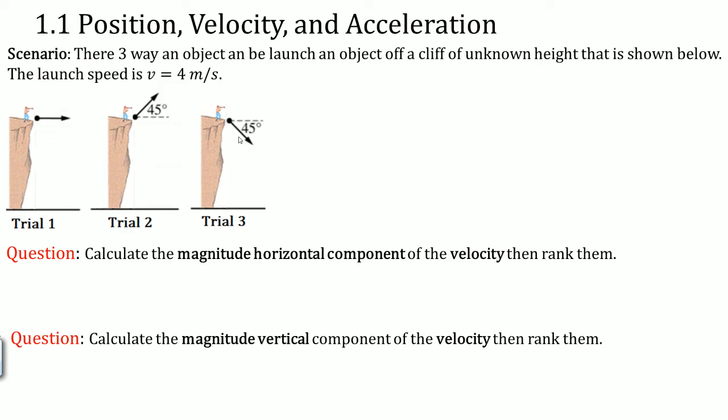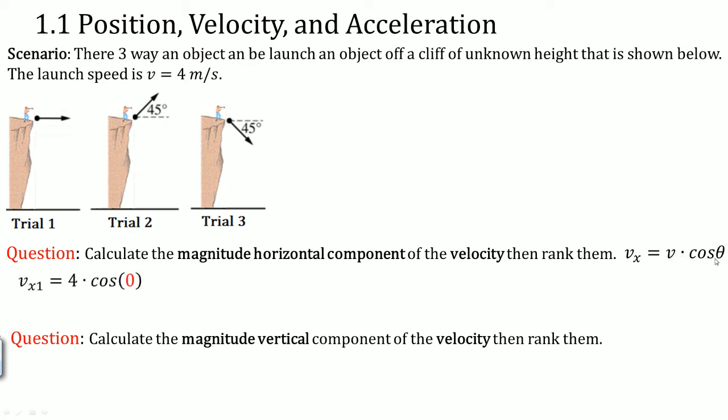The question: you're going to calculate the magnitude of the horizontal component of the velocity, then rank them. The horizontal component can be defined by Vx equals that velocity times the cosine. The cosine part here is your adjacent vector. That's the reason why it's V times cosine theta.